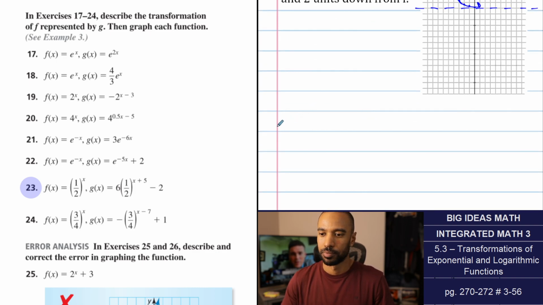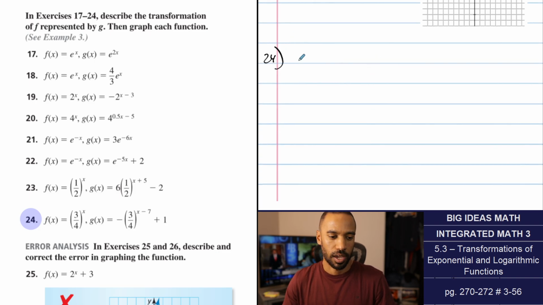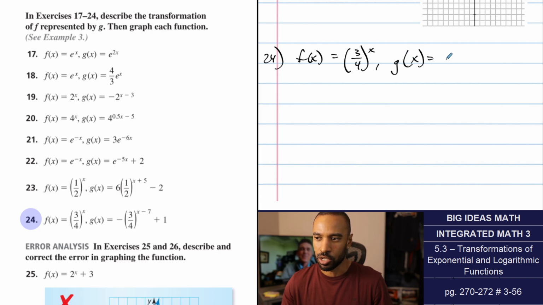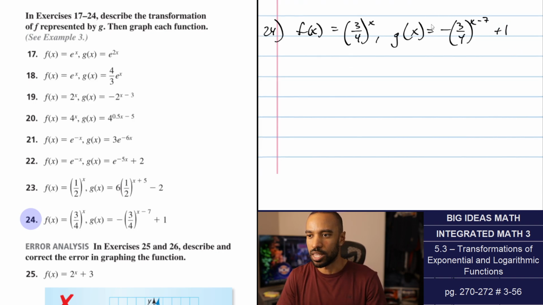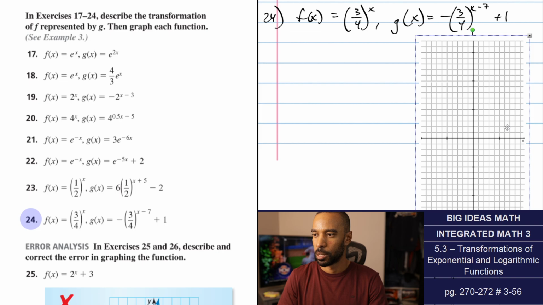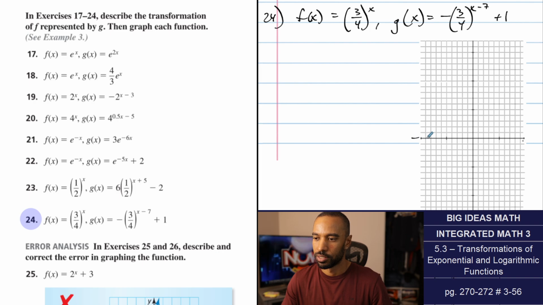Number 24. More interesting b value than normal. Okay. We have f of x equals 3/4 to the x power. This might be one that I copy and paste what's here, although I do have to reflect it. g of x equals negative 3/4 to the x minus 7 plus 1. Let's start with that 3/4 to the x power graph.